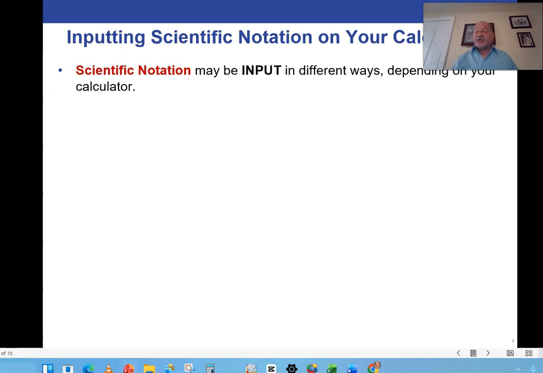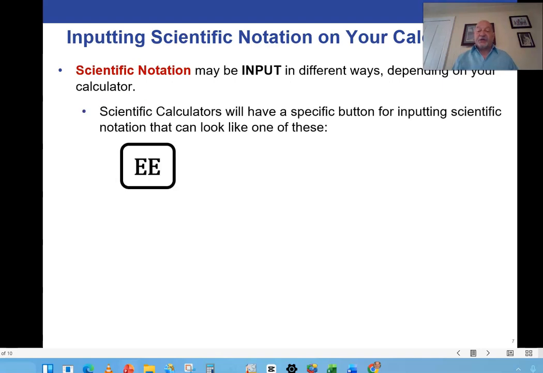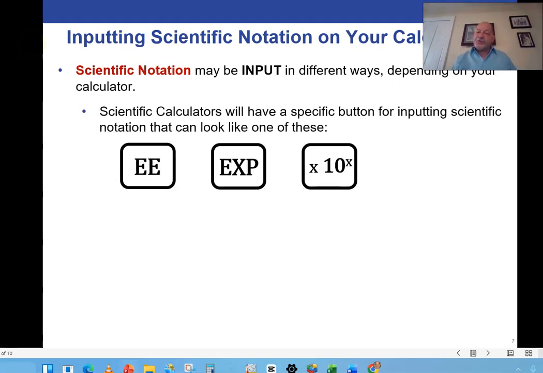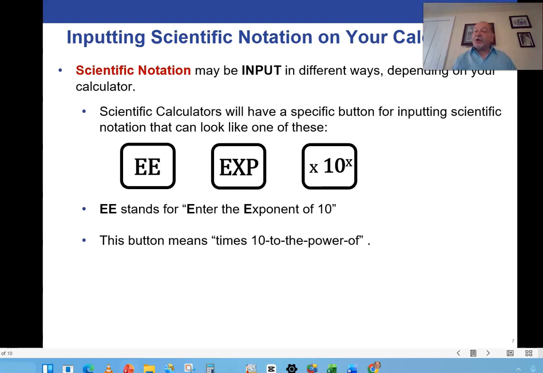Okay, so now that you understand a little bit about what scientific notation is, how to write scientific notation, how to convert decimal to scientific notation format and back and forth, let's talk about how to input scientific notation on your own calculator. Scientific notation may be input in slightly different ways depending on which calculator you have. Remember, in the introduction, I mentioned that you're going to need 2 buttons on your calculator, the Enter Exponent button and the Change Sign button. Well, the Enter Exponent button might be different depending on which calculator you have.